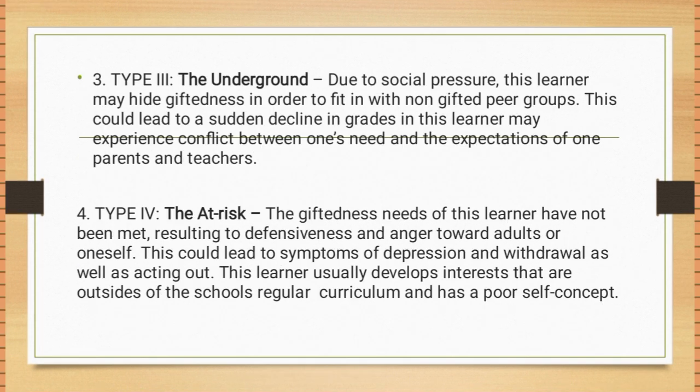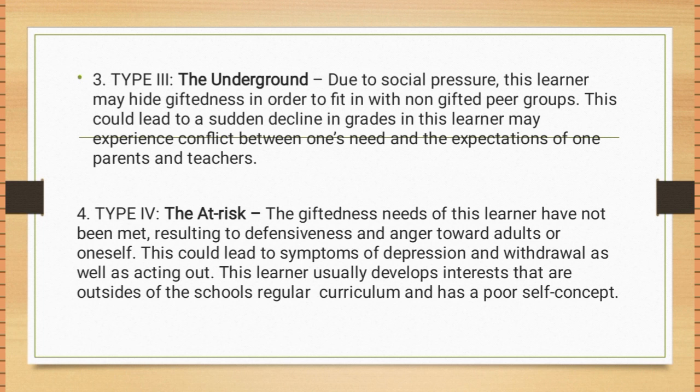Type 3, the underground. Due to social pressure, this learner may hide giftedness in order to fit in with non-gifted peer groups. This could lead to a sudden decline in grades, and the learner may experience conflict between one's needs and the expectations of one's parents and teachers.